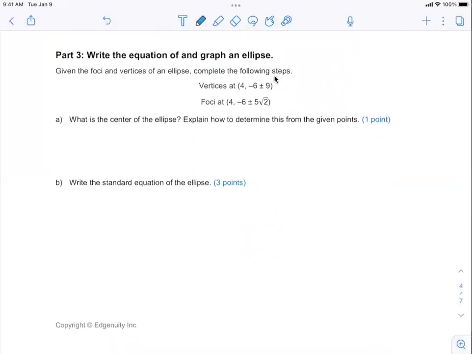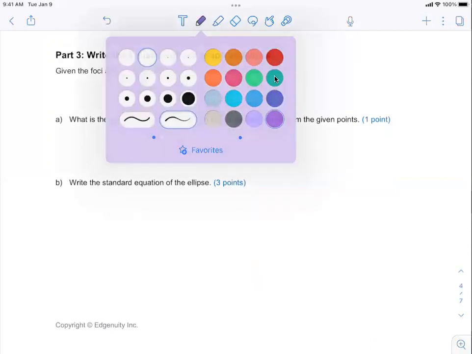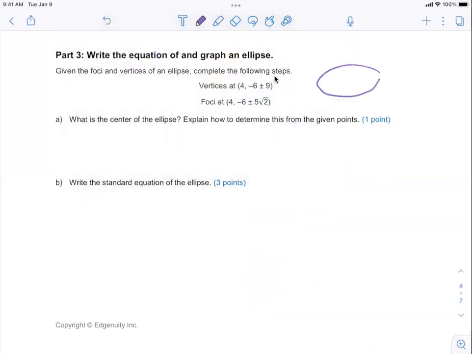All right. Write the equation of and graph an ellipse. An ellipse is an oval. So given the foci and the vertices of the ellipse, complete the following steps. What is the center of the ellipse? Explain how to determine this. So the center is at 4, -6.